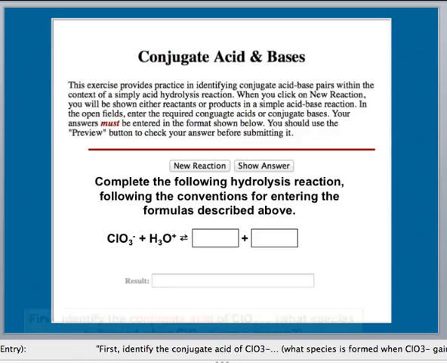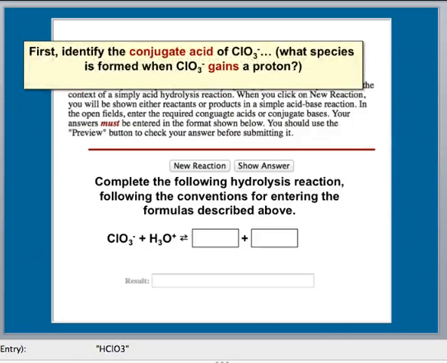All right, so let's start here with chlorate. What species is formed when our Bronsted base here gains a proton? It's going to come in as H plus, isn't it? Comes in as H plus. If we have H plus and ClO3 minus, it's neutral, and it's chlorous acid.